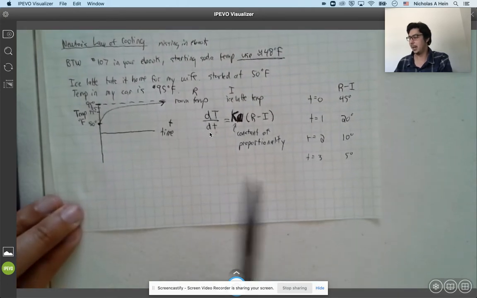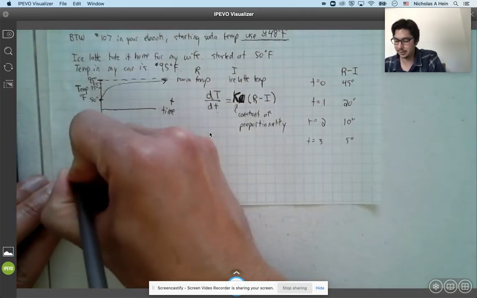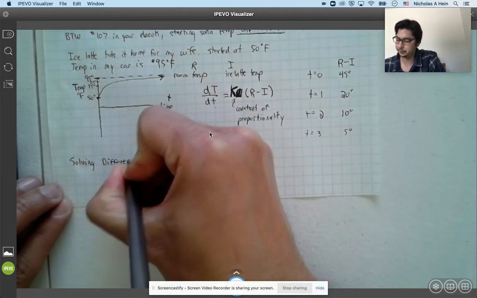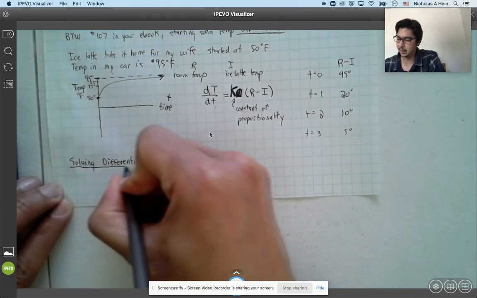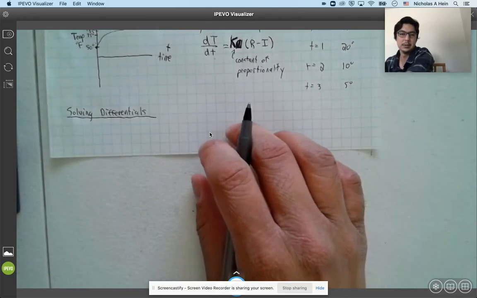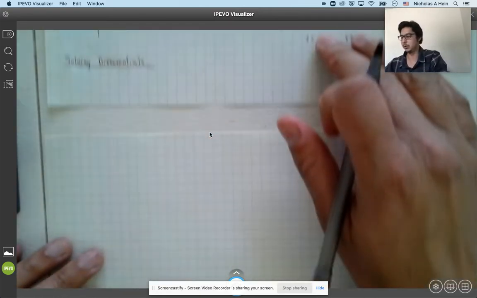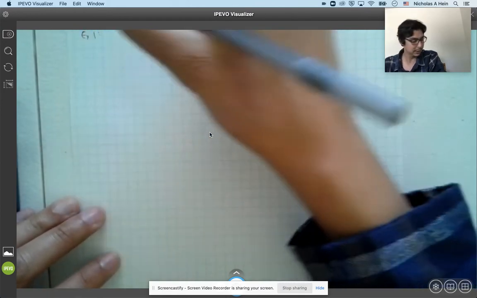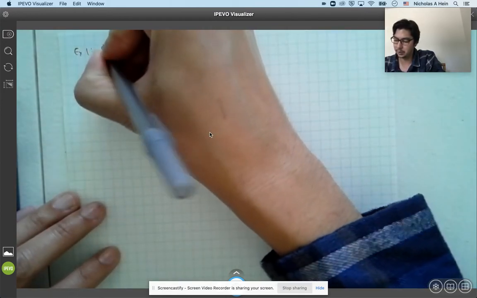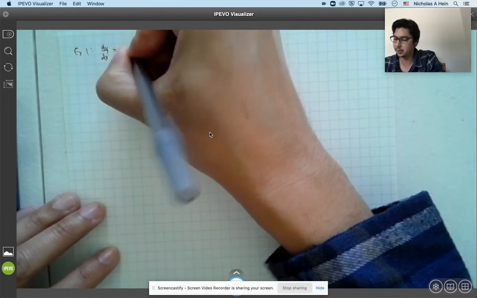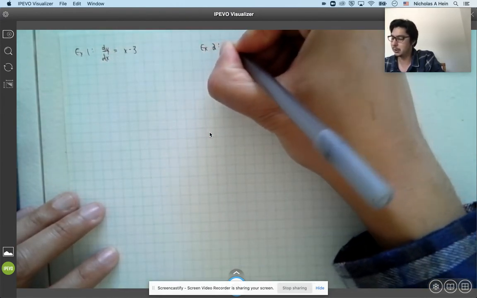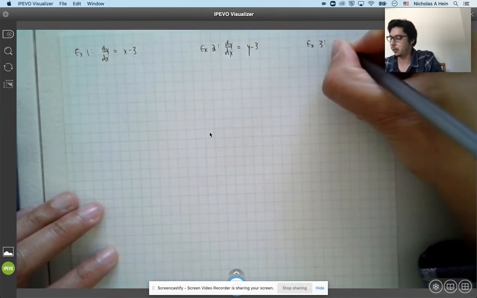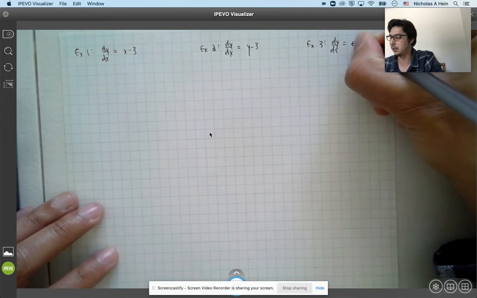Now, big idea though for you in calculus and what you'd be asked is still the idea of solving these. So let me just show you a few more solving differentials. And hopefully this helps you. So, get a new paper here. Solving differentials. Let's move that one over. Example 1, let's say you're given a differential equation dy/dx equals x minus 3. Example 2, let's say you're given a differential equation dy/dx equals y minus 3. Example 3, let's say you're given a differential equation dy/dx equals e to the y.